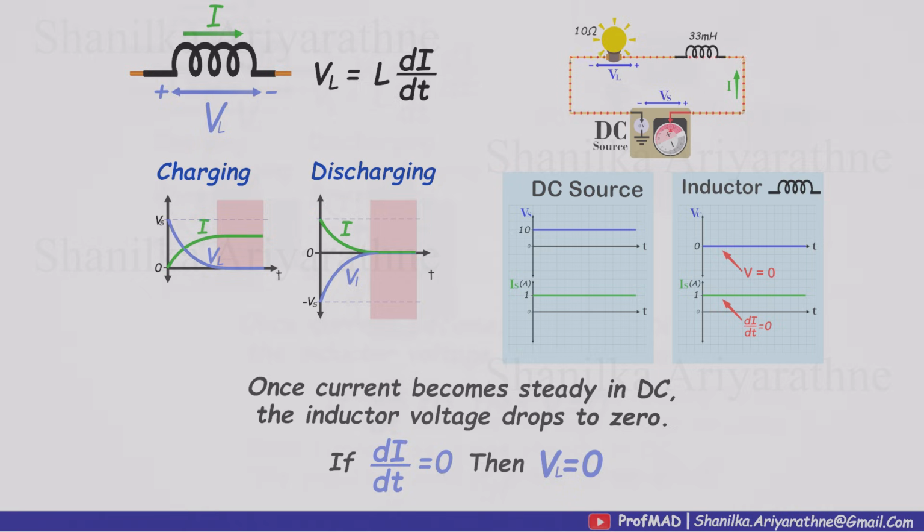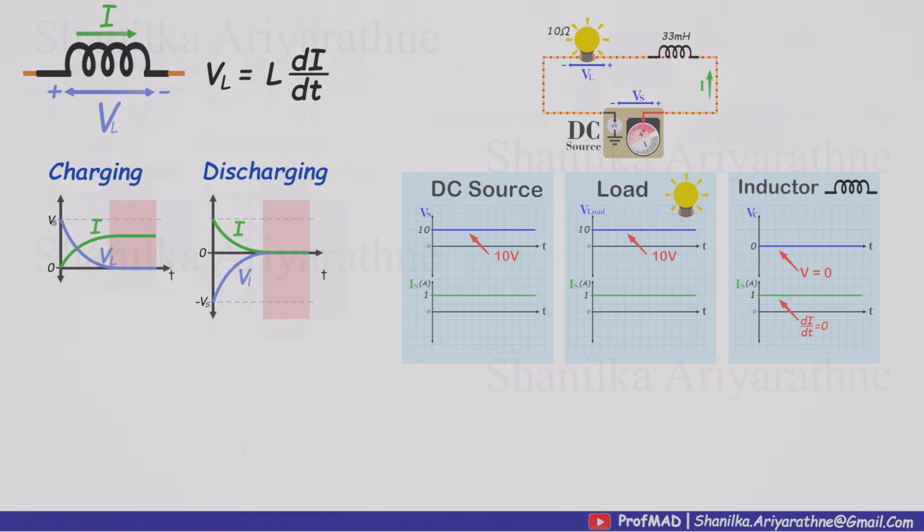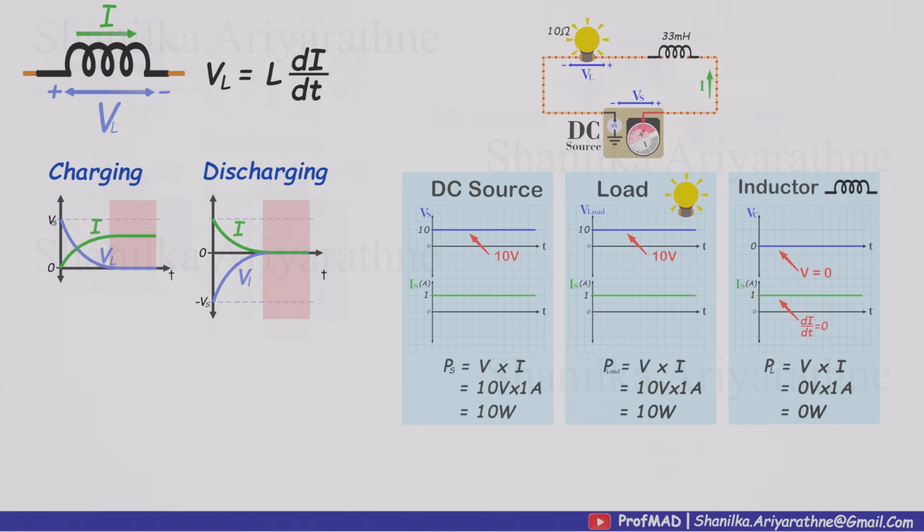Since the current in a DC circuit is constant, there is no voltage drop across the inductor. That means the entire supply voltage appears across the load, which is why the bulb glows at full brightness in DC. So, in a DC circuit, an inductor effectively behaves like a simple conductor. If we calculate the power in each element, we find that all the power supplied by the source is consumed by the load. The inductor itself consumes no real power, and the circuit settles normally.